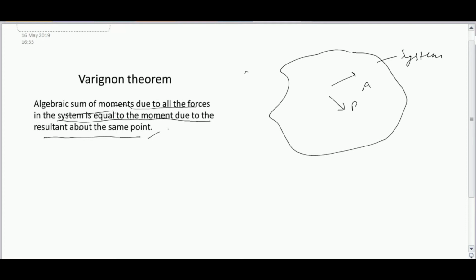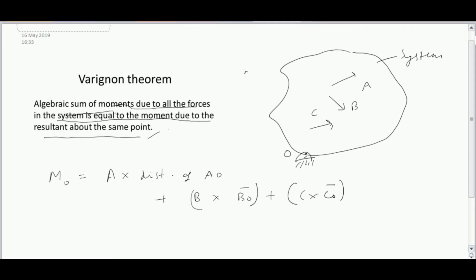Let us consider there is a body or a system which contains the forces A, B and C. So the moment produced by the three forces at O is equal to, let us call the forces simply A, B, C, A into the distance between A and O, the shortest distance. So let us assume that AO is known. So A into AO plus B into BO plus C into CO is the moment produced by the forces individually.